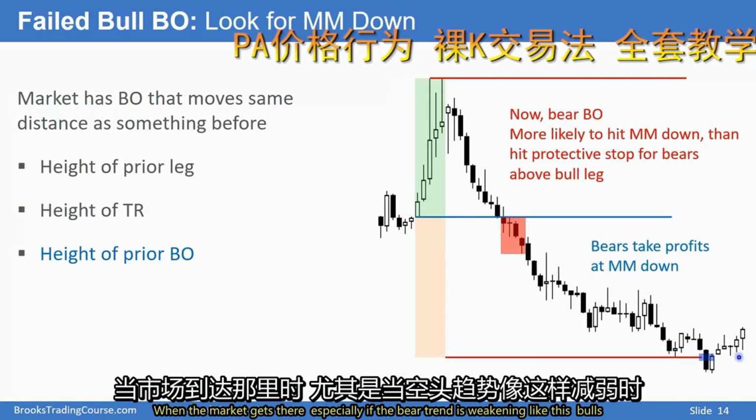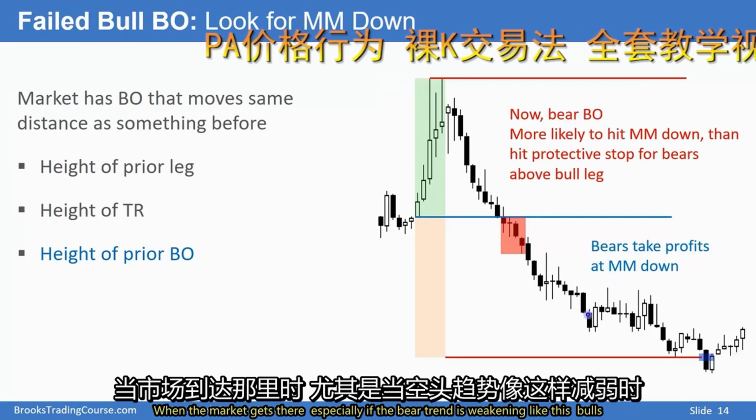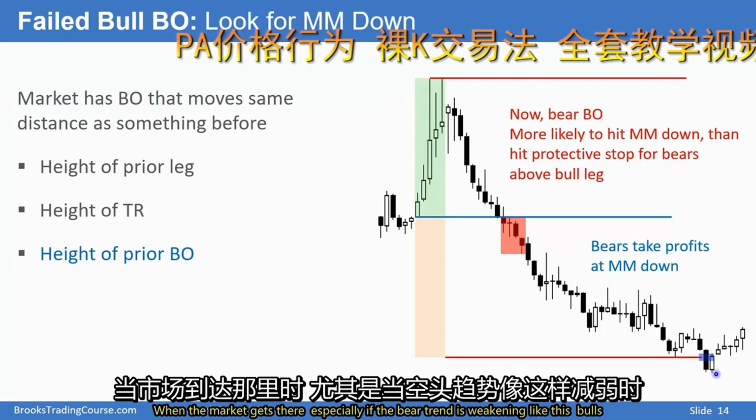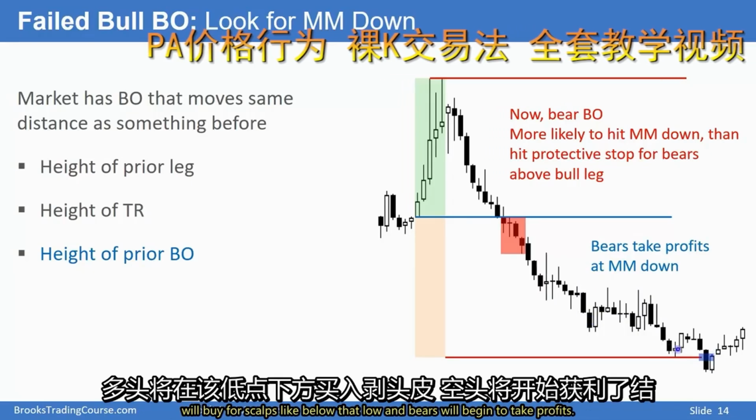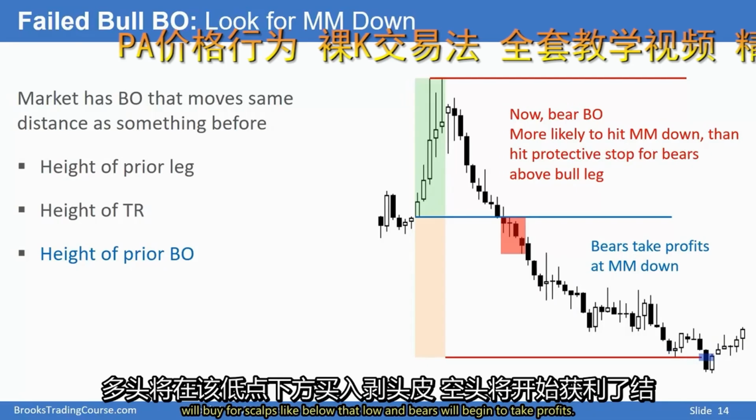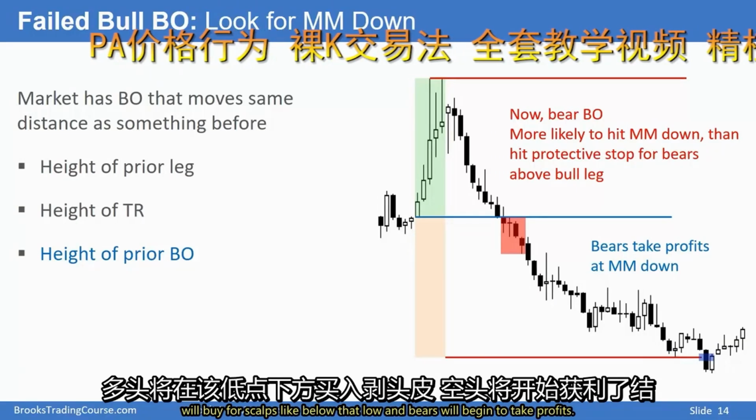When the market gets there, especially if the bear trend is weakening like this, bulls will buy for scalps like below that low, and bears will begin to take profits.